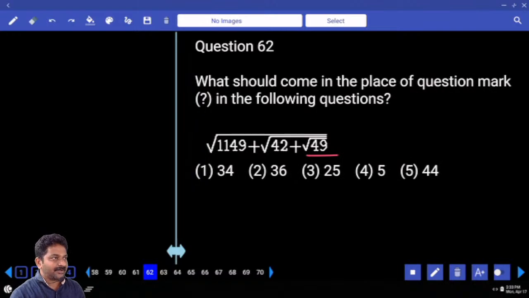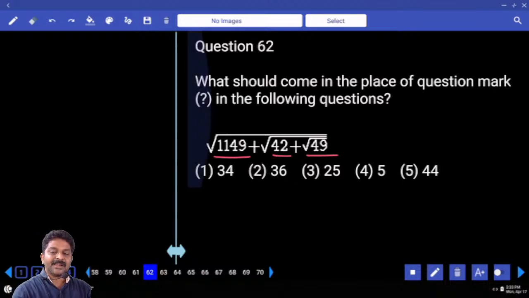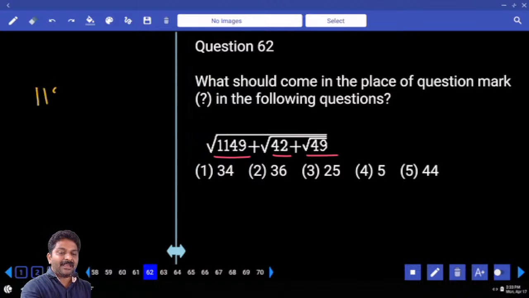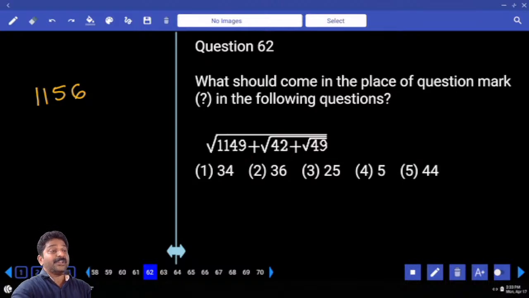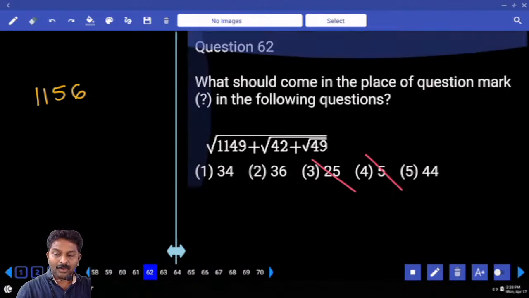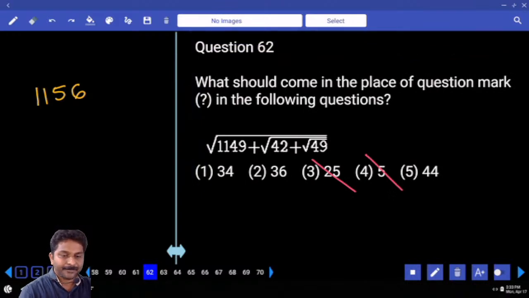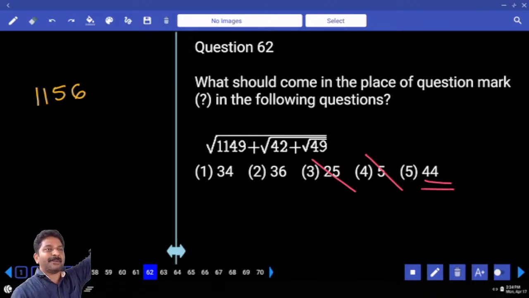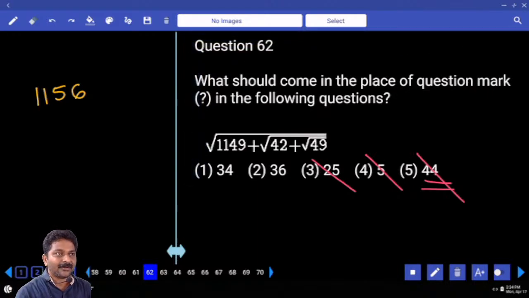Root in a root concept. Backtracking from the inner root. Under root of 49, that is 7. When you add 7 to this, it becomes 1156. Correct? Which square ends with 6? Either 4 square or 6 square. Agreed? What is 40 square? 44 square will be much more than that number, but we don't have that much below. 44 eliminated. Yes or no?